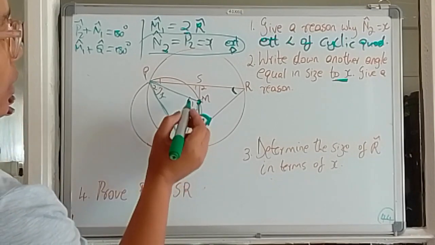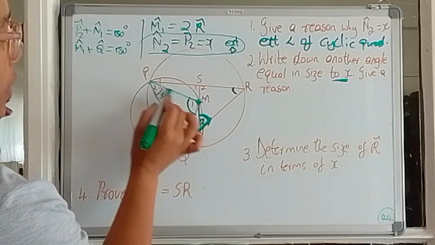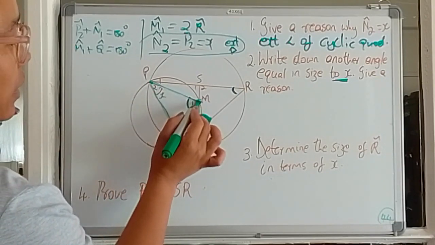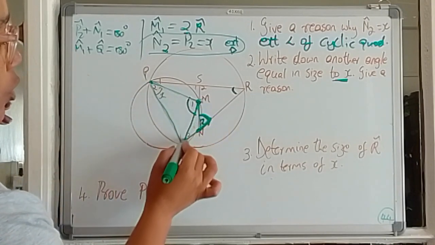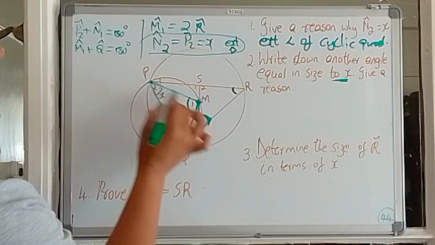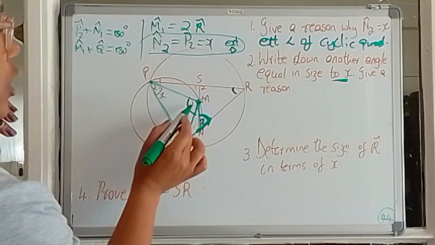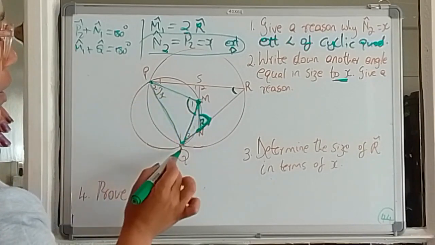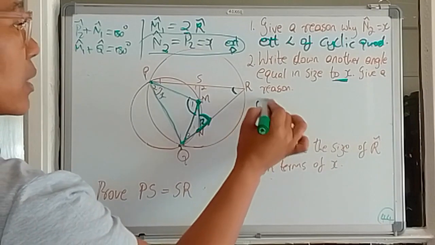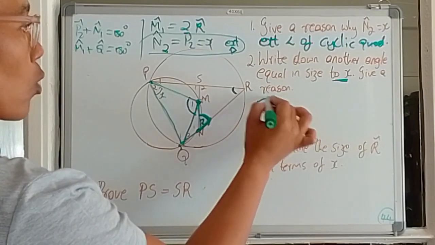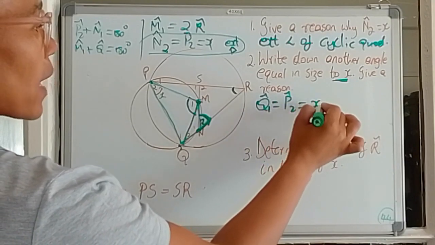So in the bigger circle we have radii. MP is from the center to the circumference. MQ is from the center to the circumference. That means MP and MQ are equal, making triangle MPQ an isosceles triangle. So this means that angle Q1 is equal to angle P2, equal to X.